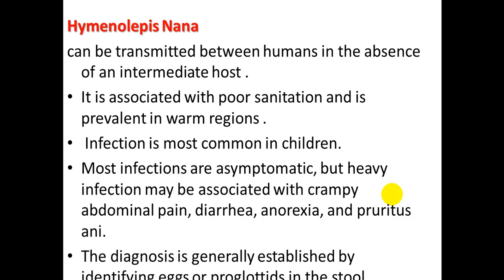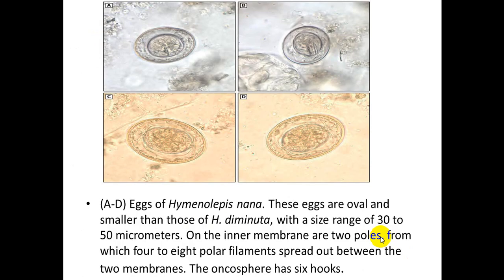What about Hymenolepis nana? It can be transmitted between humans in the absence of an intermediate host, is associated with poor sanitation, a disease of poor socioeconomic status, most commonly in children. Most infections are asymptomatic, but if they have infection, they give us diarrhea, abdominal pain, and perianal itching. The diagnosis is generally established by identifying the eggs or proglottids in the stool.